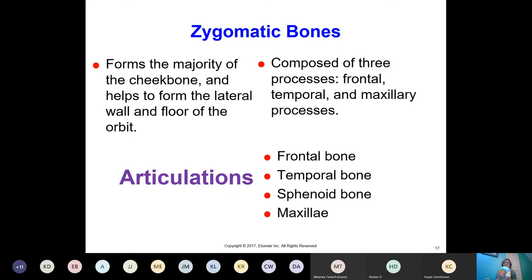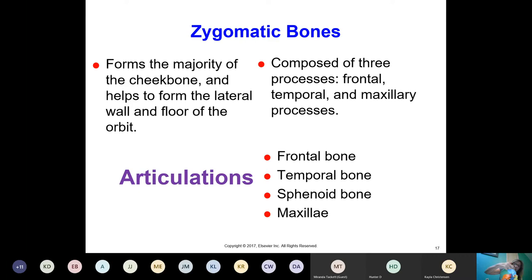It's composed of three processes. The processes jut out to join other bones. So you've got the frontal process. Right where the zygomatic bone meets the frontal bone right up here, this is the frontal process. Can you see that? Am I holding the skull in the right place? Okay, so the frontal process would be this part right here. It's the part of the zygomatic bone that goes up to the frontal bone, which is this blue one.